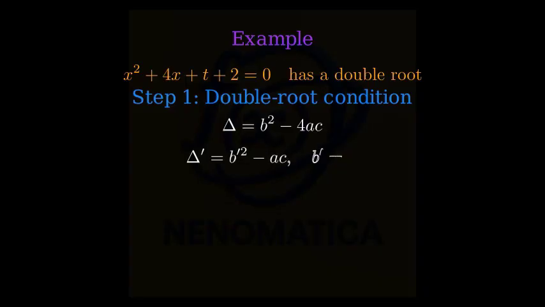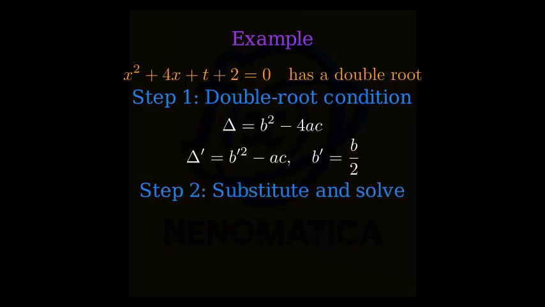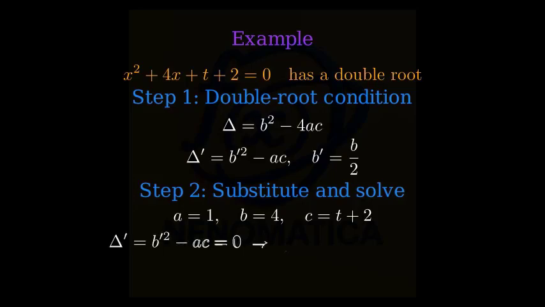Because b is 4, which is even, we can also use the reduced discriminant. Delta prime equals b prime squared minus ac, where b prime equals b divided by 2. Step 2. Identify the coefficients from the quadratic. Here, a equals 1, b equals 4, and c equals t plus 2. Substitute into the reduced discriminant equals 0.